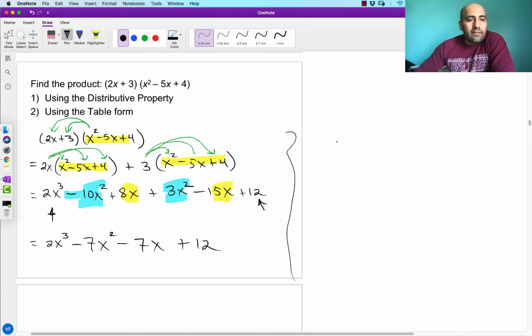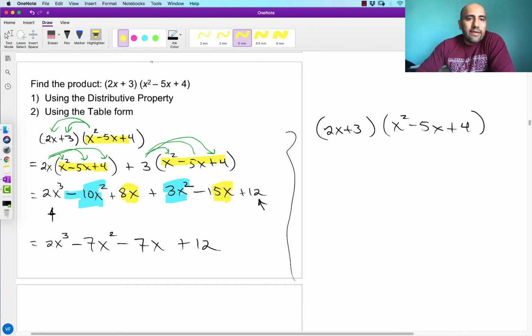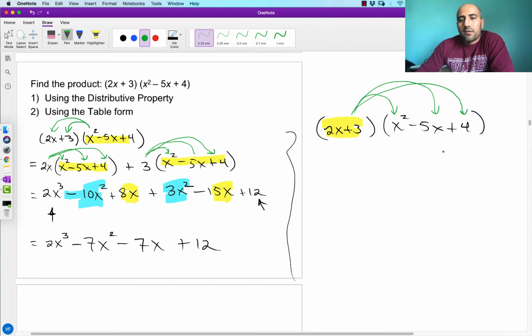Okay, keep in mind that the other thing we could have done, still sticking to the distribution property, is the other way around. We have 2x plus 3 times x squared minus 5x plus 4. The other thing we could have done is thought about this thing as a single unit and then distribute it across. So this times this times this, and then this times that. Good. We get the same answer.